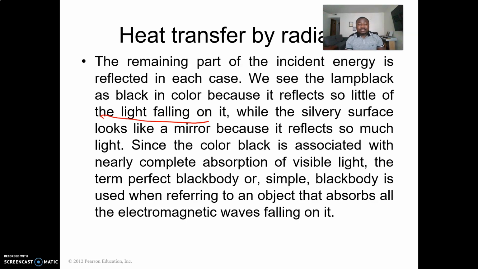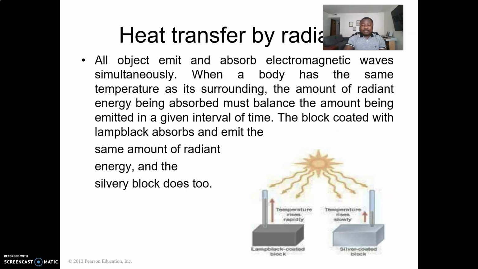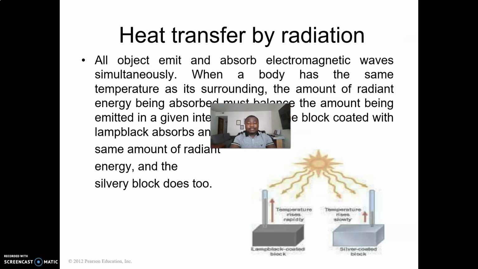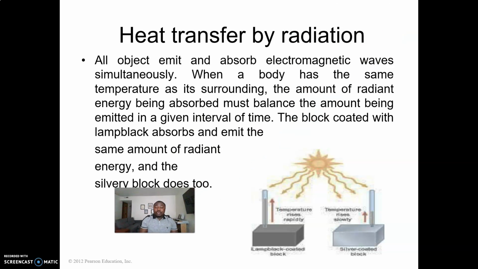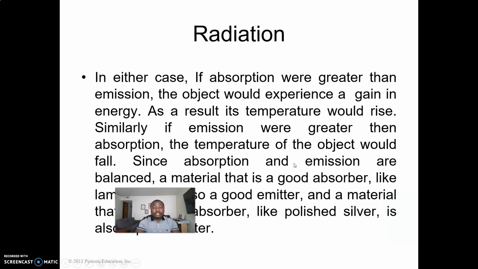Since the color black is associated with nearly complete absorption of visible light, the term perfect black body, or simply black body, is used when referring to an object that absorbs all the electromagnetic waves falling on it. So we have this same situation. We're calling a black surface a good absorber but a bad emitter, and a shiny surface a good emitter but a bad absorber of heat. That's what we're trying to explain here.